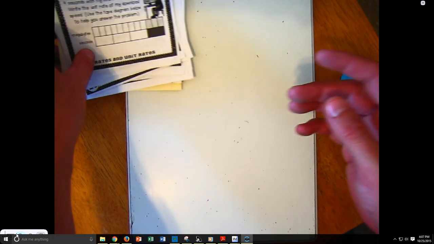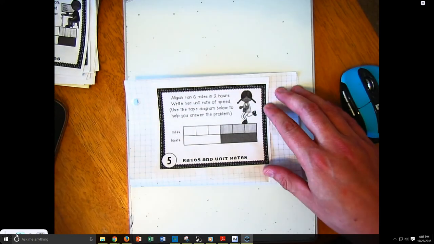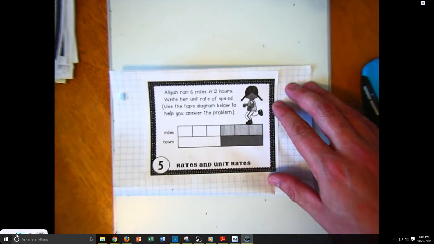So get your envelopes out. What you're going to do first is get your cards in order. Now, mine are in random order, but yours, you'll be putting in the proper order. I'm going to go through a couple of examples with you so you know how to solve them. So, let's look at card number 5.